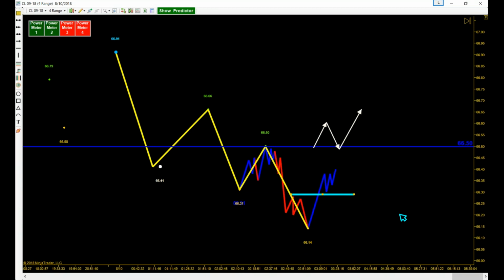Lightning 3 will absolutely show you the trend. Absolutely will show you the trend. Even in chop, you can still see the trend with Lightning 3. Let's go to the actual chart, and we'll see what's going on. Bear with me a second.